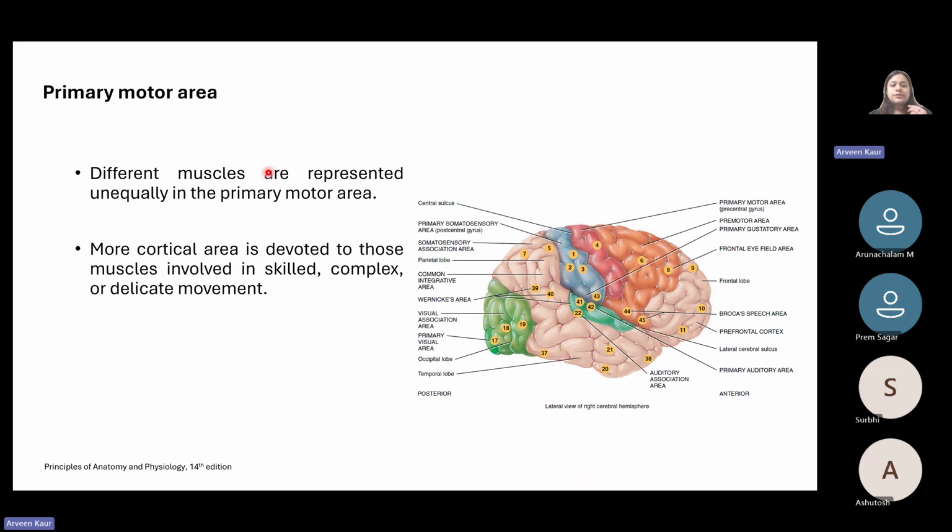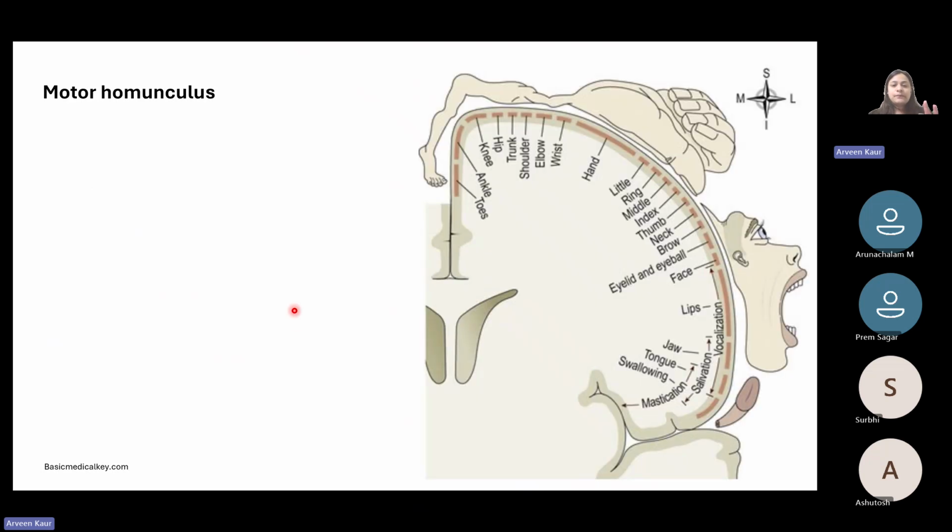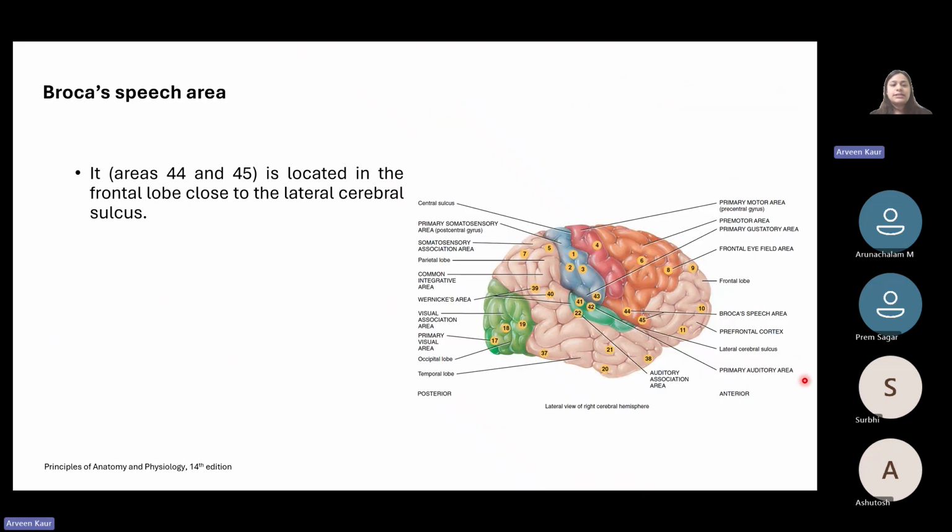So different muscles are represented unequally in the primary motor area. That is why we have studied that homunculus, right? More cortical area is devoted to those muscles which are involved in skilled, complex, or delicate movement, as is represented over here in the motor homunculus.